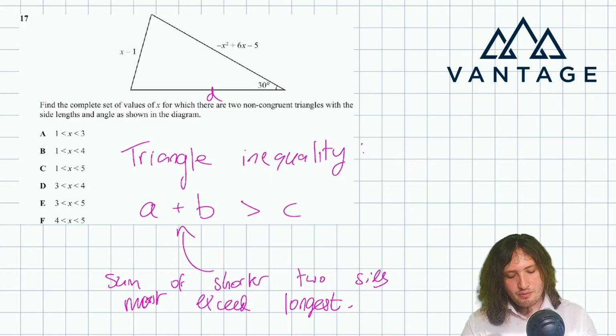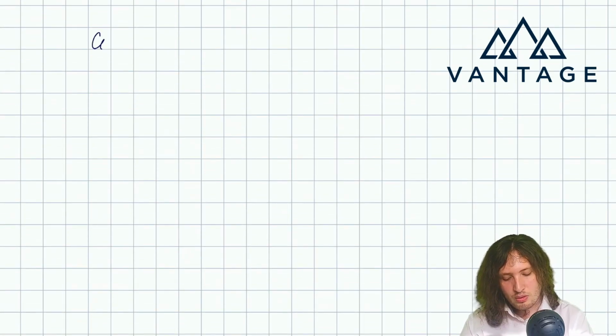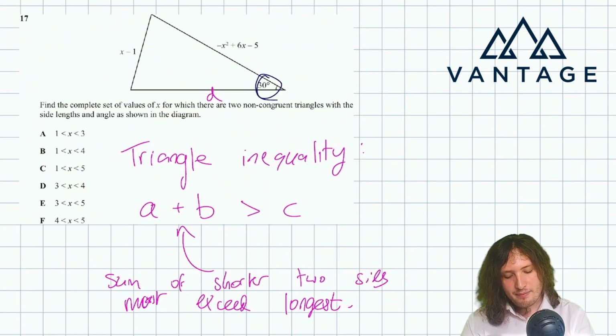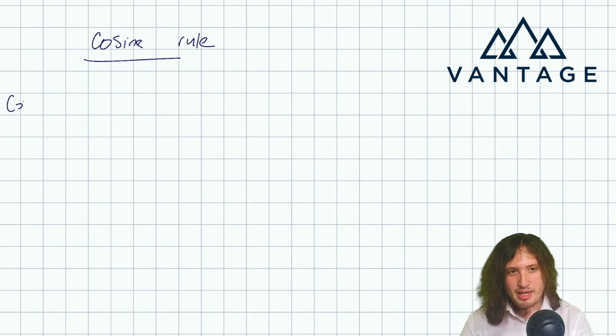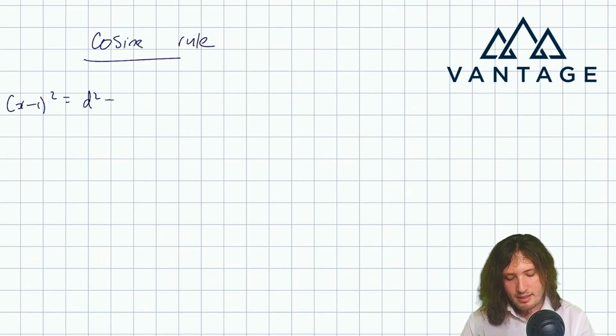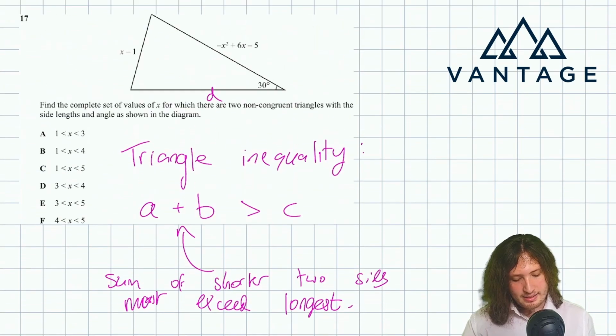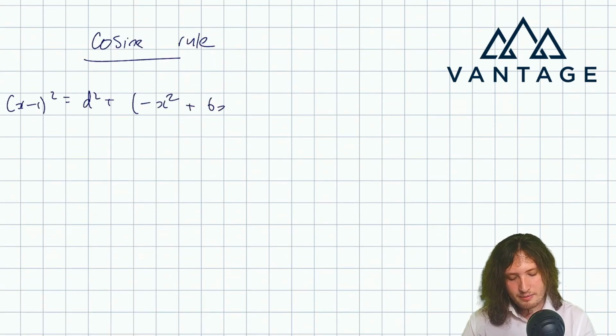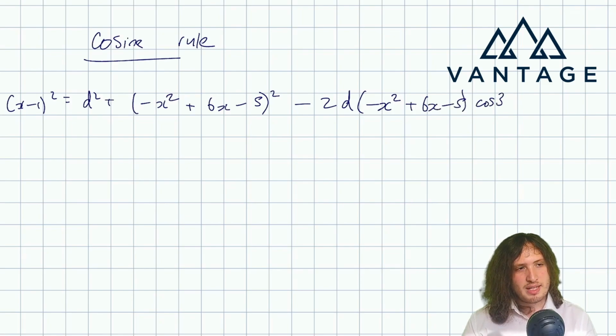Okay, let's apply the cosine rule. We're going to have to use the cosine rule such that this is the angle involved because it's the only angle we know. So we get this thing squared, (x minus 1) squared, is going to equal the square of the other two sides. So we get d squared, and we get (minus x squared plus 6x minus 5) all squared. And then we get minus 2 times the product of those two side lengths times cos 30. Cos 30 is just root 3 over 2.